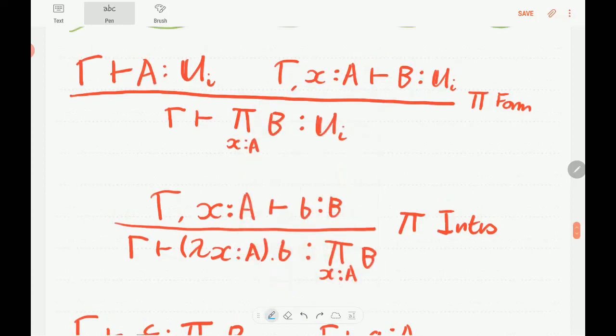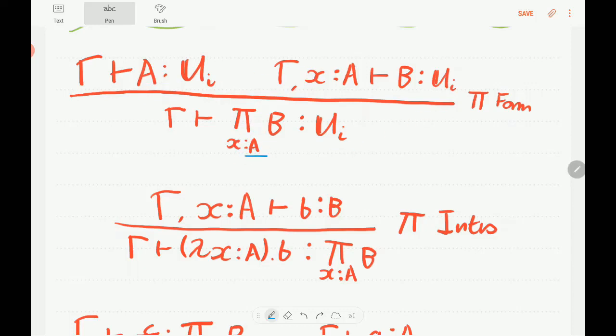And given this stuff, we have that gamma entails that we have this pi type here, which we write as pi of x in A of B, and that's a type. Roughly speaking, we can think of the members of this type as dependent functions, which send a value v of type A to a value of capital B of v.